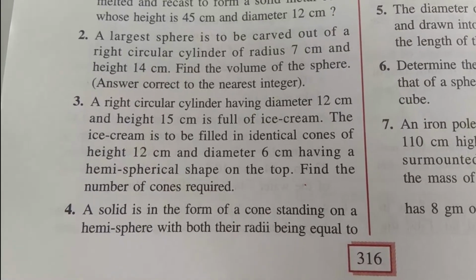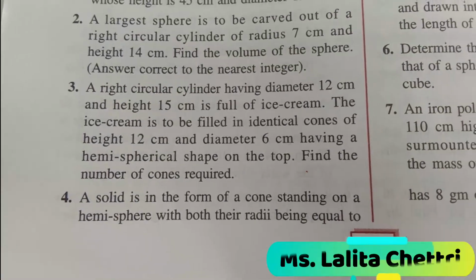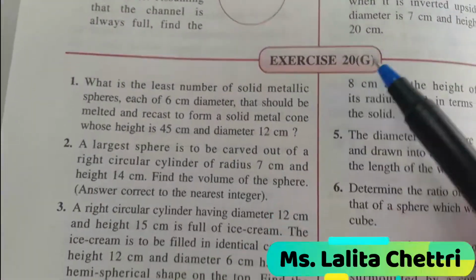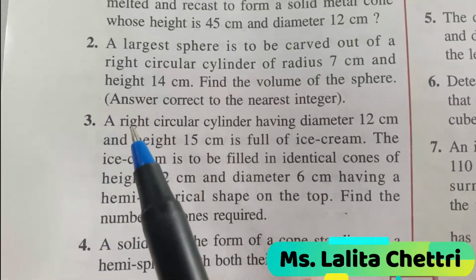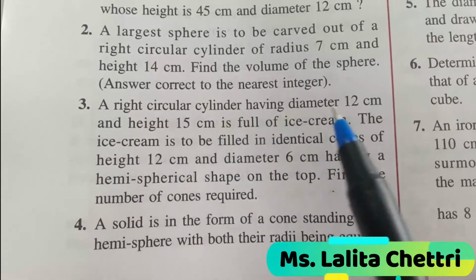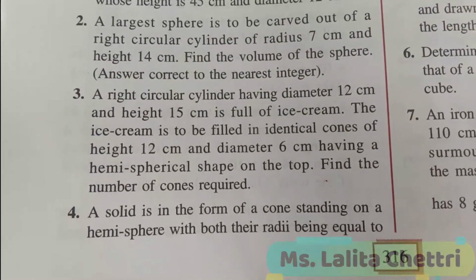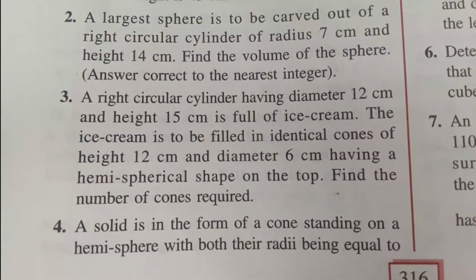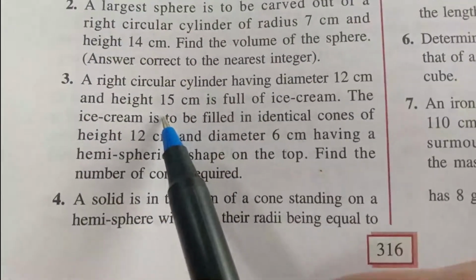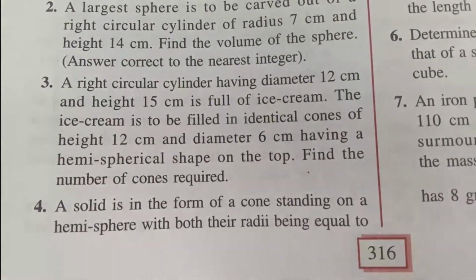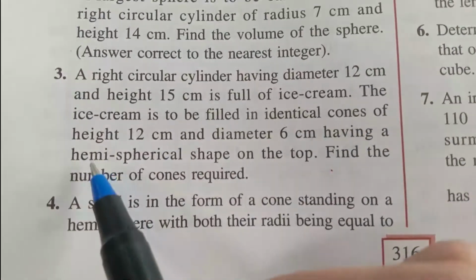From today we are going to start a question which is a combination of cones and cylinder. This is exercise 20G, page number 316, question number 3. A right circular cylinder having diameter 12 centimeter and height 15 centimeter is full of ice cream. So one cylinder is there whose diameter is 12 centimeter and height is 15 centimeter, and that cylinder contains ice cream.